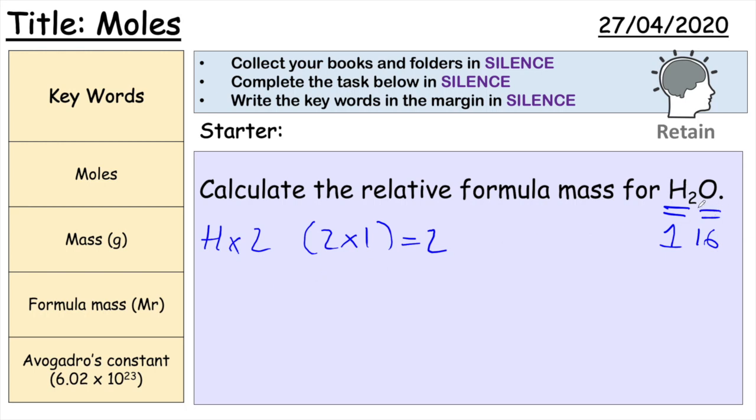There isn't any little number at the end of oxygen, so that means we've only got one. So oxygen, we've only got one of. So that must just be 16. Once you've done that and you've got the masses for the elements involved, add them together. So that's 16 plus 2 gives us an overall relative formula mass of 18.